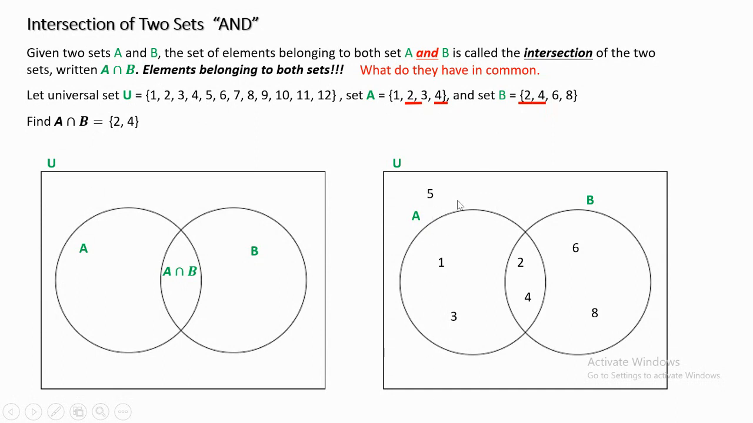Oh, hold on, I forgot something, guys. And then what's not in set A and set B has to be here inside the box, but not in both sets. So what was missing? We have 1, 2, 3, 4, the 5. There's a 6, 7 is missing. 8, 9 is missing. The 10, the 11, and the 12. That's how you represent this Venn diagram here.